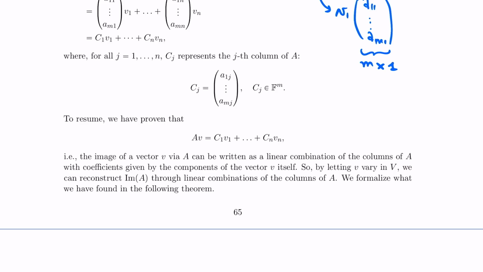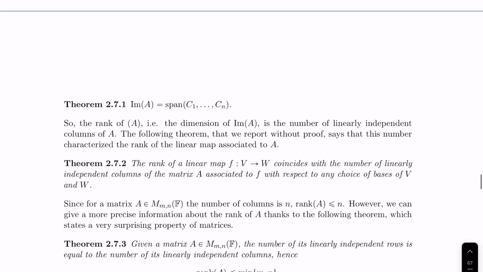The consequence is that the image of A can be reconstructed by all the linear combinations of the columns of the matrix A. In the first chapter, we have proven that if we take all the possible linear combinations of a family of vectors, then we generate a vector space that is called the span of these vectors. Hence, what we have just proven is that the image of the matrix A is the span of its columns.